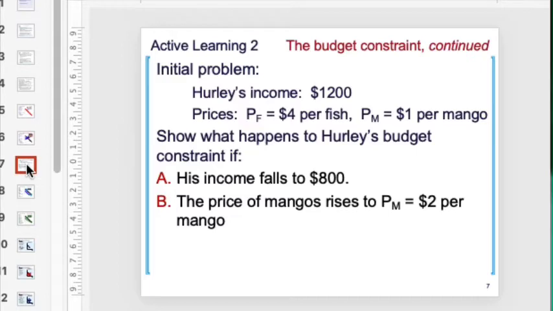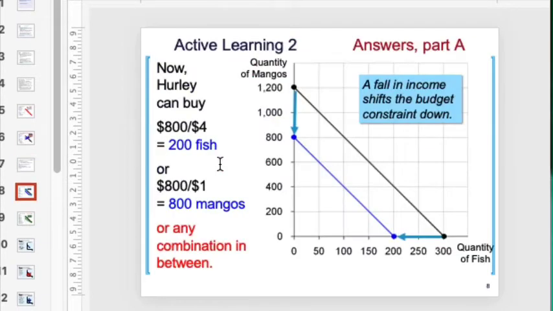The first example over here is if his income falls to $800. Since your income has decreased, that means obviously you'll be able to consume less. So $1 mango, when income was 1200, you could buy 1200; now that it is 800, you can only buy 800 of them. Similarly, if you're only talking about fish, earlier it was 300, now you can only buy 200 of the fish. So there is a shift in the budget constraint. Income falling means the budget constraint shifts inwards. And if the income had increased, it would have moved outwards.